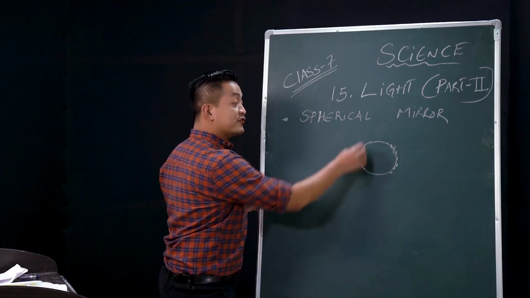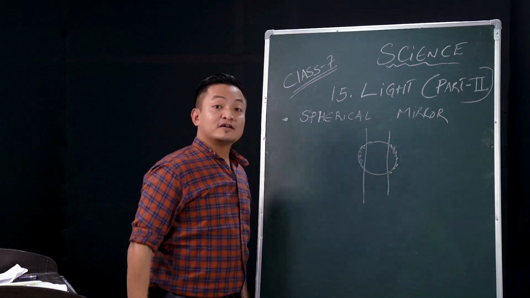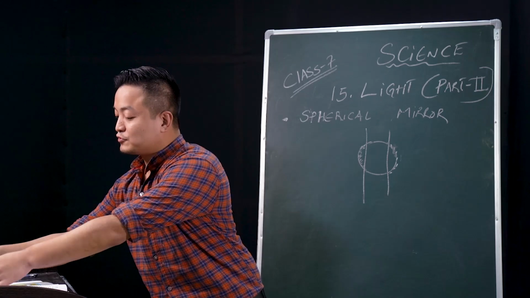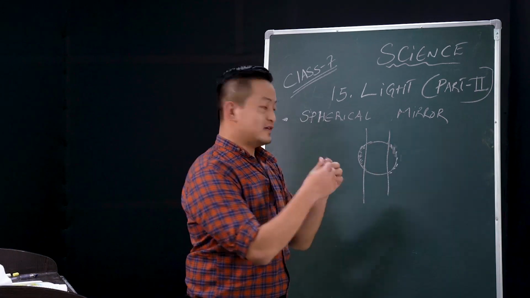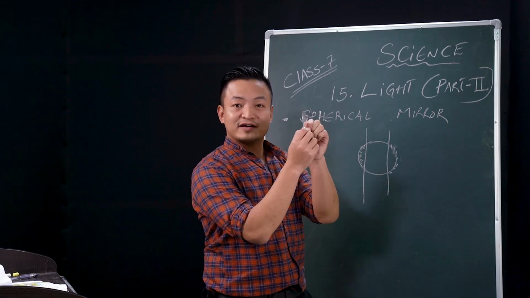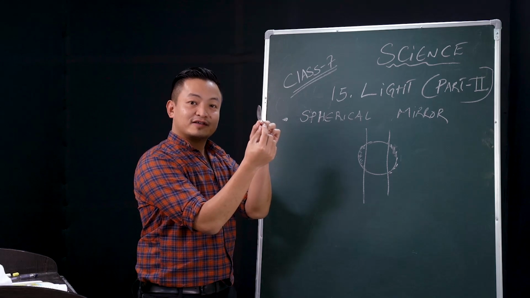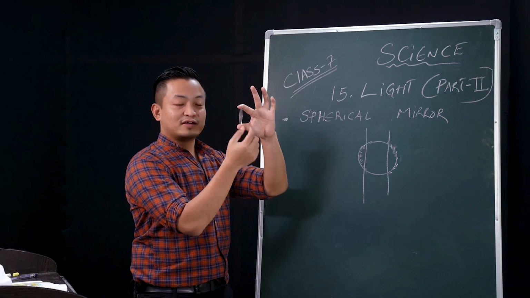Now if you cut this into two parts, you'll have two types of mirror. I have a small example to show you. If you cut it, it will be like this, and if you cut it the other way, it will be like this. You can have a look at this.